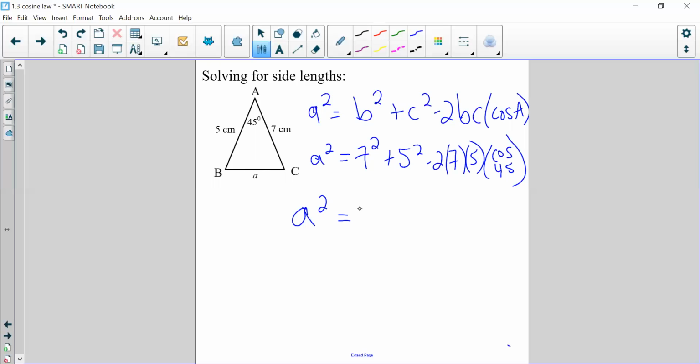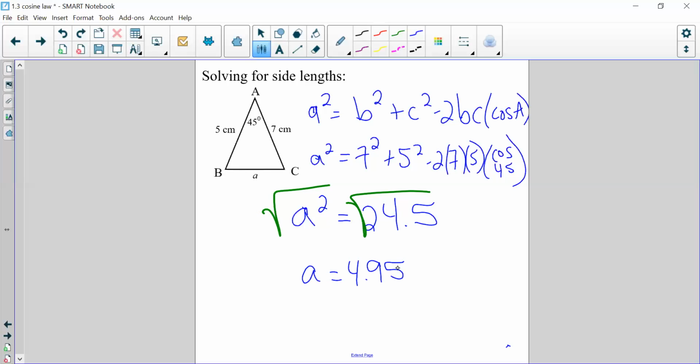I get 24.5, but that's equal to A squared. So I am going to just square root my answer here. I will use my answer button. You can retype that number in, the 24.5, the decimal, or just hit square root of your answer. I get 4.95002557. You could also round that to 5. I'm just going to leave that there for now. Centimeters, and there is side A.